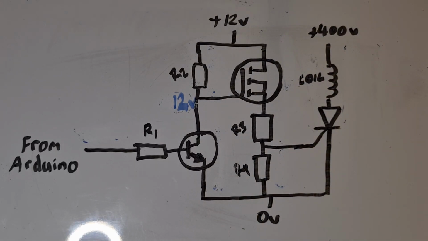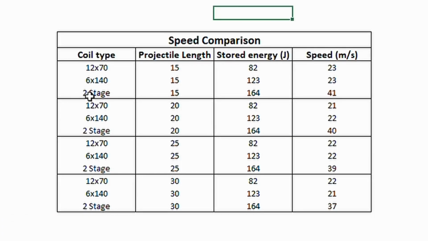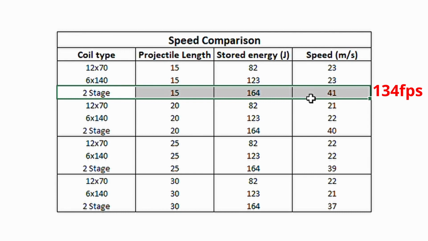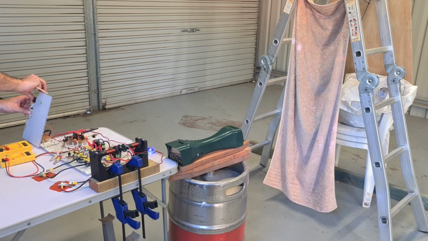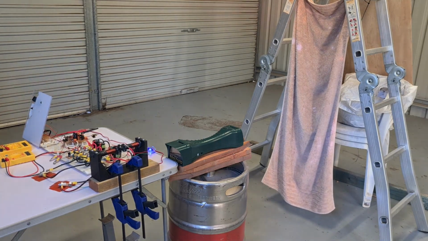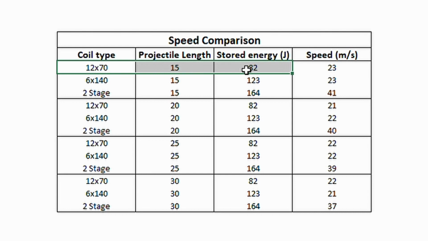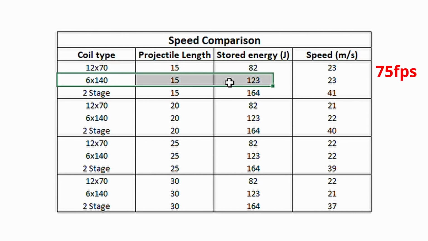A top speed of 41 meters a second was achieved by the two-stage design, with 82 joules of energy stored in each capacitor bank using the 15 millimeter long projectile, followed by the 12 by 70 and 6 by 140 coils, each reaching 23 meters a second. But the 12 by 70 coil only required 82 joules of energy, while the 6 by 140 coil required 123.